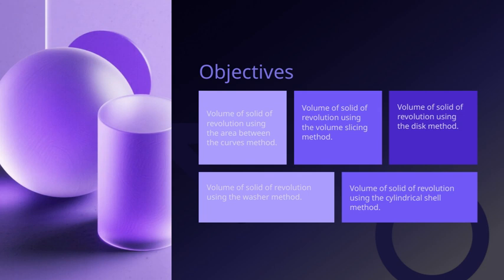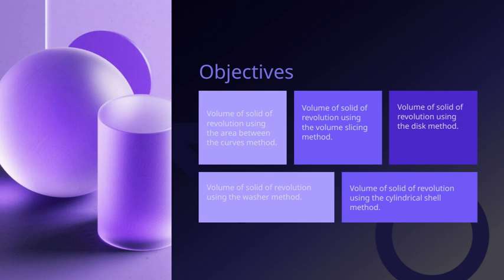Then, there's the volume slicing method, where we think about slicing the solid into thin sections. It's a more general approach that can adapt to complex shapes. Moving on, the washer method is a refinement of the disk method, used when there's a hole in the middle, like a donut shape. Finally, the area between the curves method involves revolving the area bounded by two curves, giving us a straightforward way to find the volume when the region is between two functions. These techniques are essential tools in our calculus toolkit, helping us analyze and understand the shapes and sizes of 3D objects created by revolution.